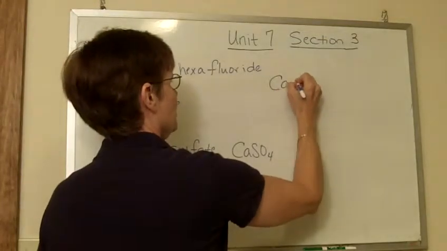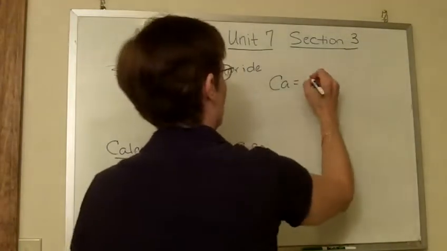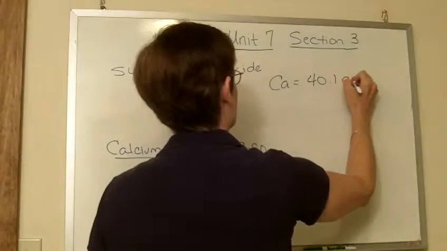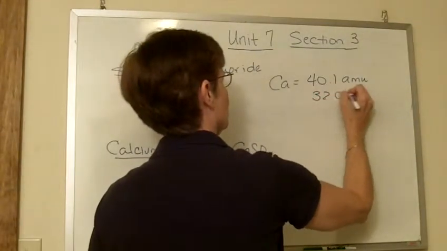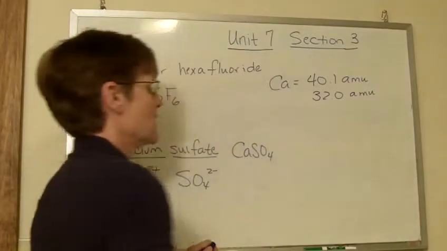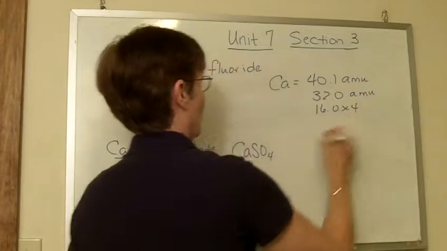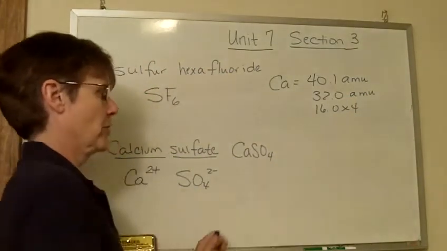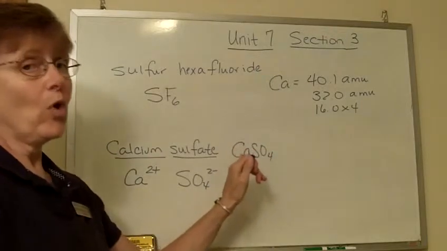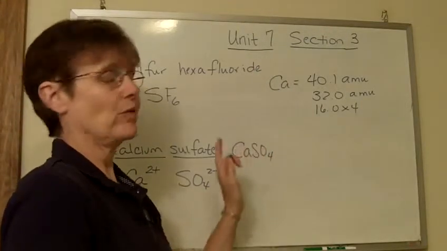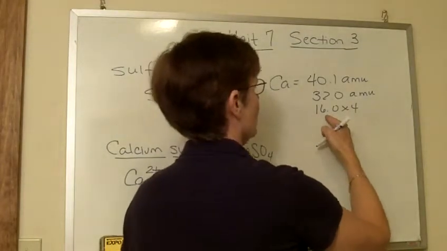So calcium, if you look that up in your periodic table, you're going to see that that's 40.1 to be exact. Sulfur, we just said, was 32. Oxygen is 16 times 4, because there's 4 oxygens. Remember that that 4 only goes with that oxygen. It doesn't go with anything else. If I wanted it to go with something else, I would need to have some parentheses in there somewhere. All right, so 16 times 4 is 64.